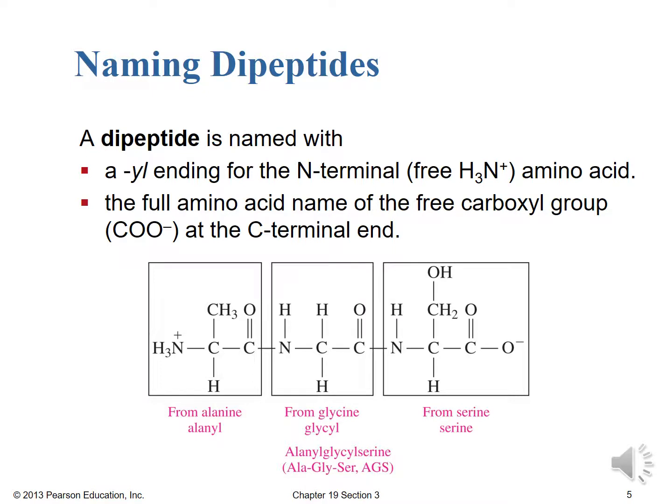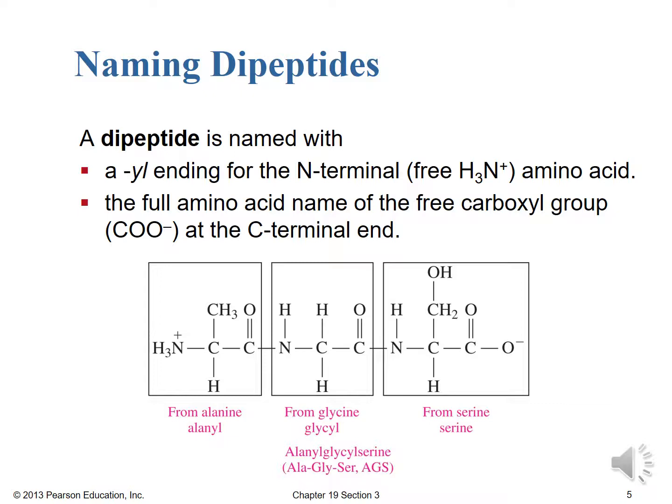Now, just because we're in the biological chemistry end of things doesn't mean we can forget about naming. And of course, we had a name for that dipeptide that we showed on the previous slides. So what you probably noticed is that a dipeptide is named with a YL ending for the N-terminal, the free protonated ammonium amino acid, and then the full amino acid name of the free carboxyl or carboxylate at the C terminus. So there we have it.